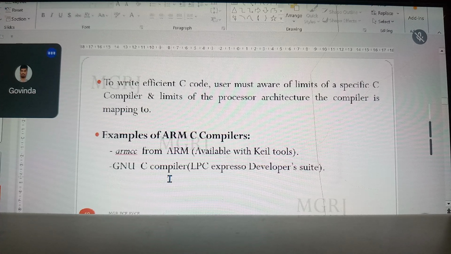Now, as an example of ARM C compilers, there is one compiler called ARM C compiler that is there in the Keil tool. There is one more, the GNU C compiler, that is there in the LPCXpresso design suite. In the lab for the VLSI students, we made use of the ARM C compiler that is there in the Keil tool. Similarly, there are a couple of other compilers. All these compilers are there for ARM CPUs only. But remember, each compiler has its own capabilities. So if your objective is to get optimized code, you should be aware of the limitations of these compilers.